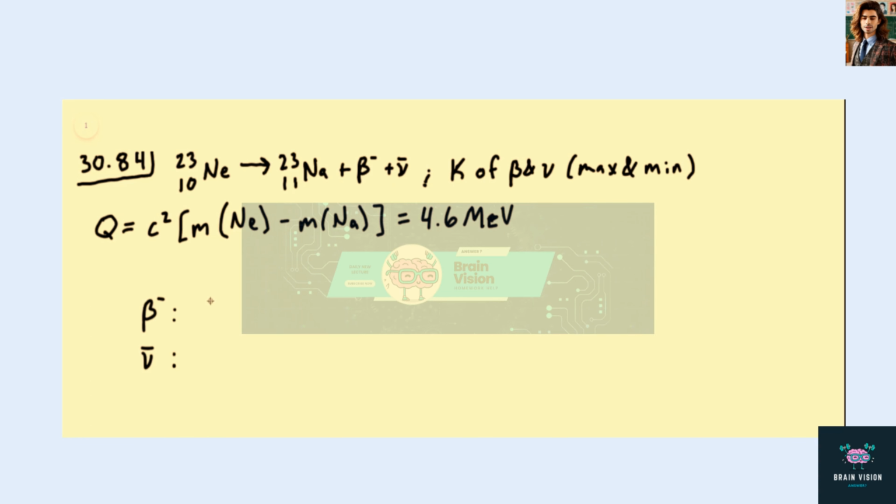So what does it ask for? Yeah, it asks for the maximum first. So the maximum kinetic energy the electron can have is just the entire energy, and then the neutrino gets none. And similarly, the minimum the electron can have is 0, when the neutrino gets all of the kinetic energy.